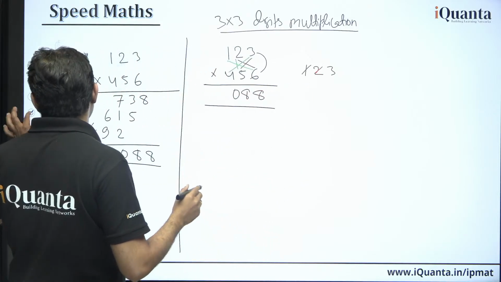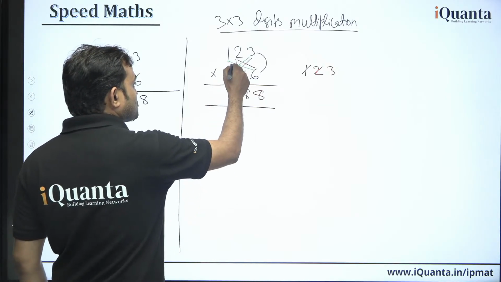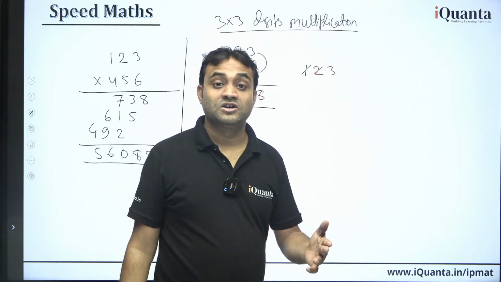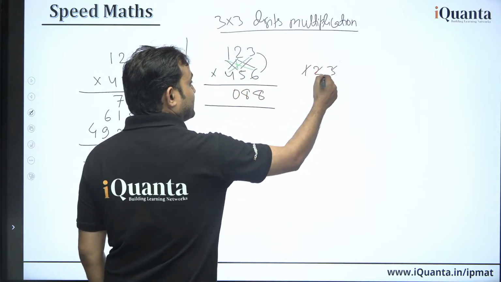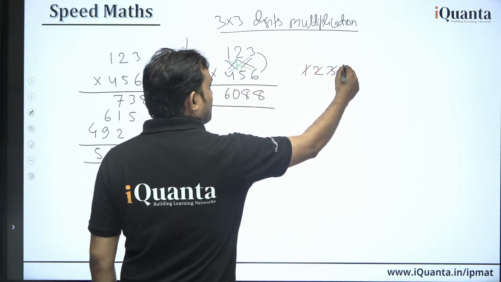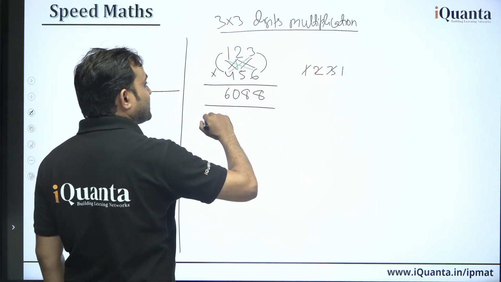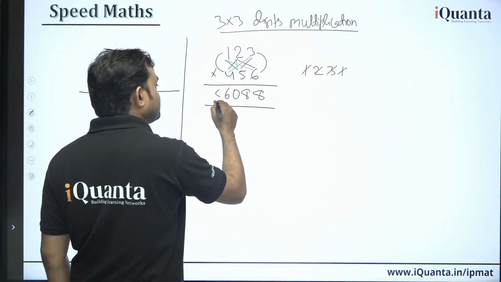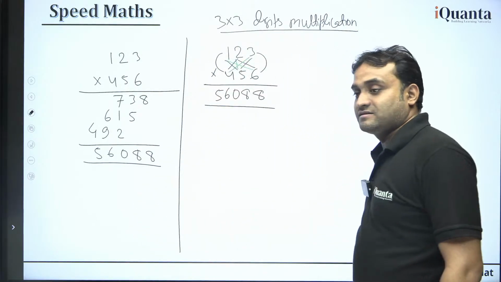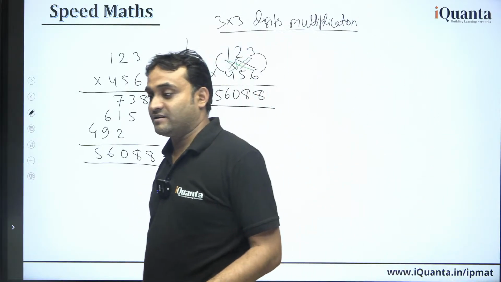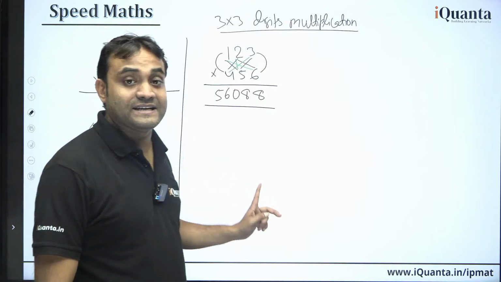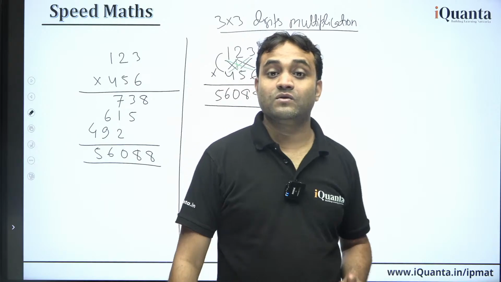Now again, we are going to take 2 into 2, 4, 2 into 4 is 8, 1 into 5, 8 plus 5, 13, 13 plus 3 is 16. So let's put 6 here. Carried forward 1. 4 into 1 is 4 plus 1 is 5. So we got this multiplication, 56088. It's the same value, right? And in one step. The most important part is we got this calculation in one step.